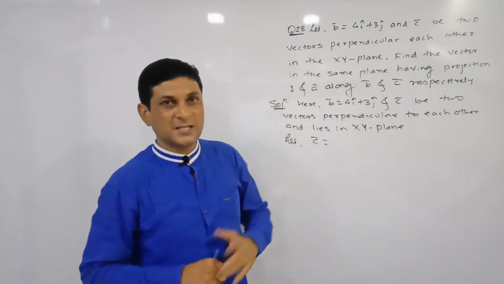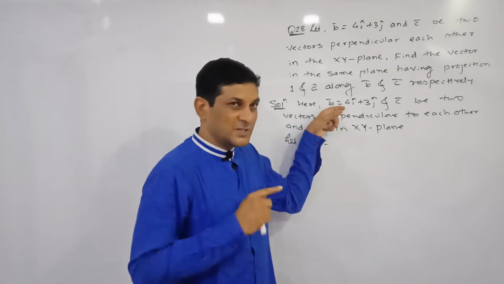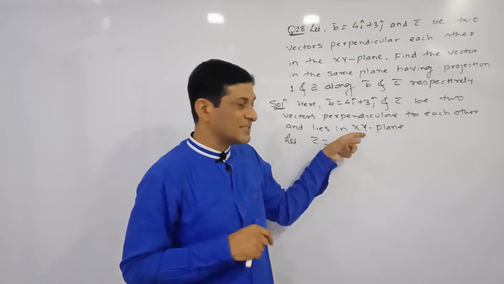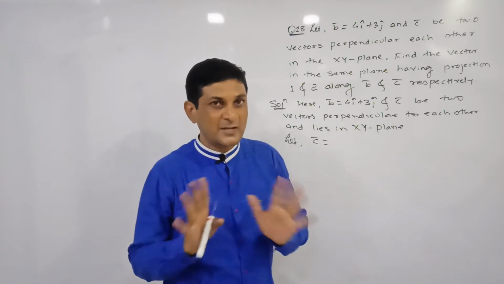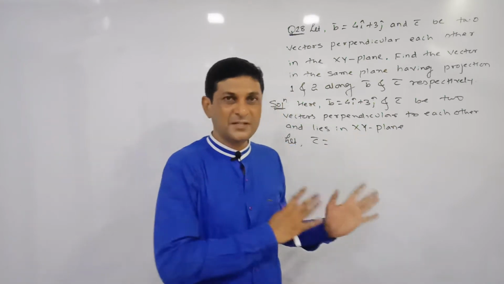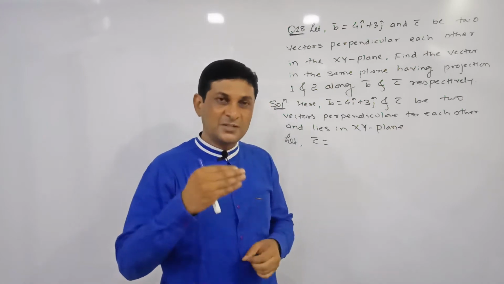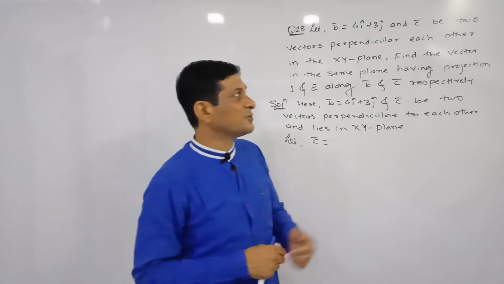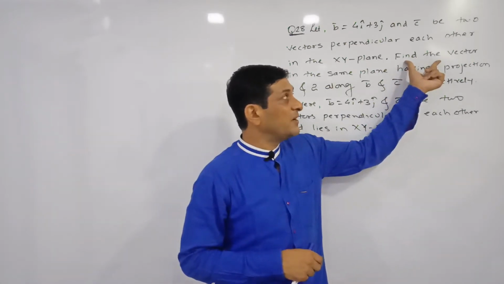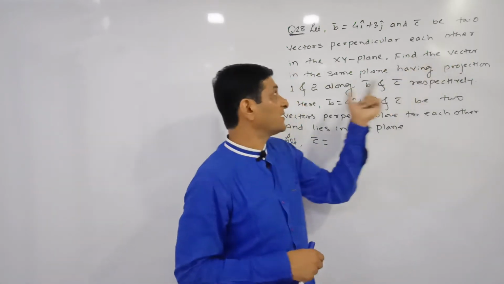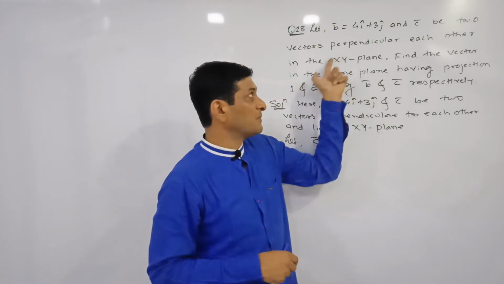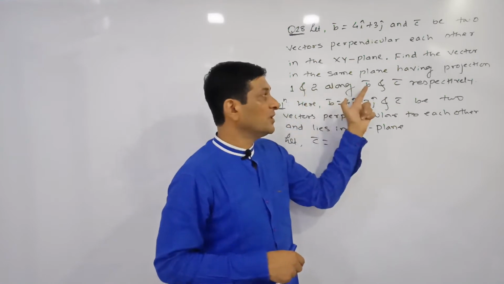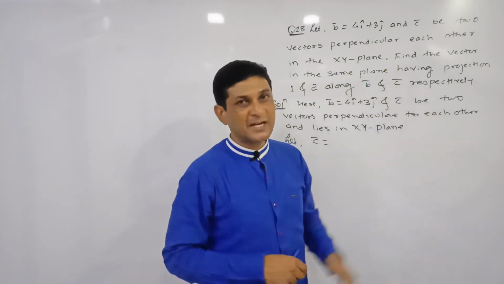XY plane. This is the given condition: B bar is given to us, and C bar, these two vectors are perpendicular and lie in which plane? XY plane. But the value of C bar is not given, only some conditions are given. Using this condition, first we are trying to find the value of C bar. Once the value of C bar is known, what do we have to find? Find such a vector, meaning find the vector in the same plane, XY plane, having projection 1 and 2 along B bar and C bar respectively.